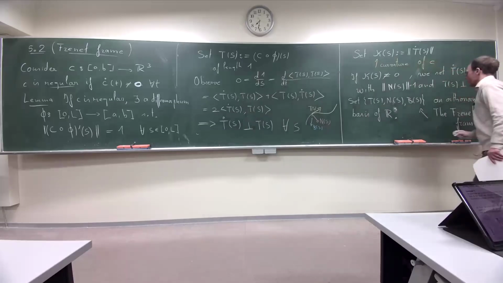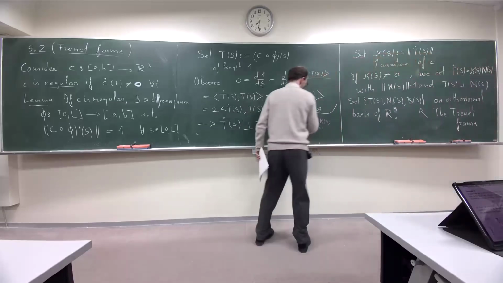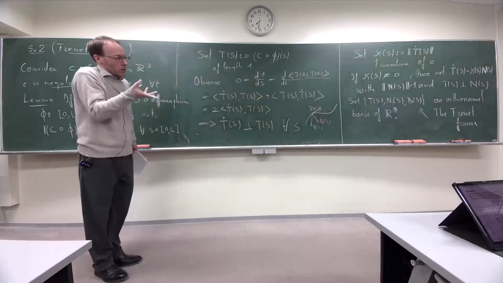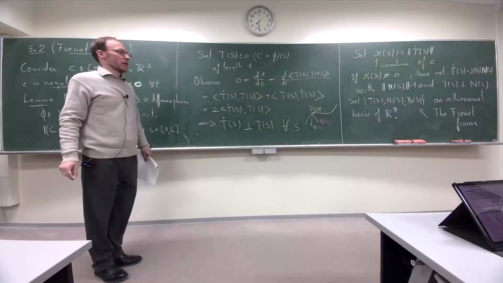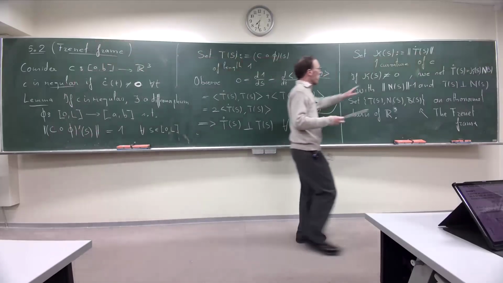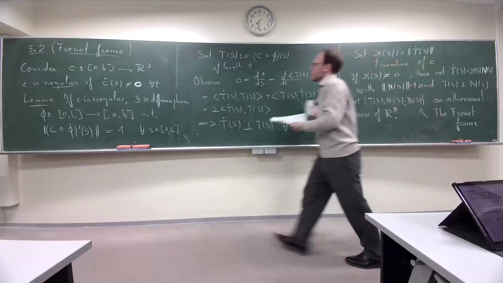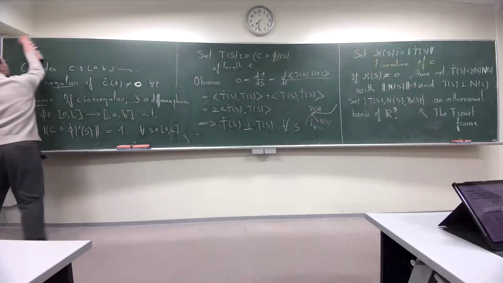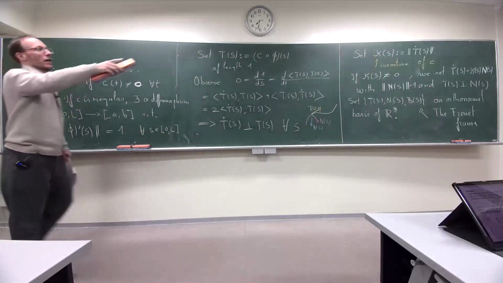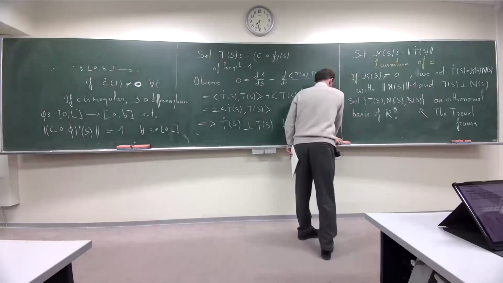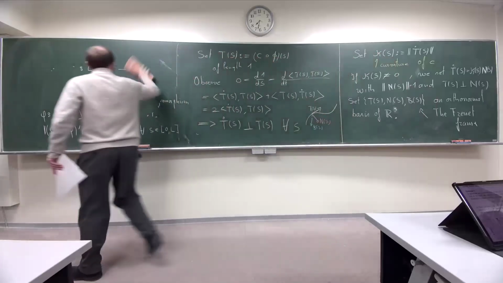And there is a picture in the notes. At every point along the curve, you create a certain frame, so an orthonormal basis. Now, what happens if the curvature is 0? It's not a big problem. It simply means that there is not a canonical choice for N. You have to choose it by yourself.